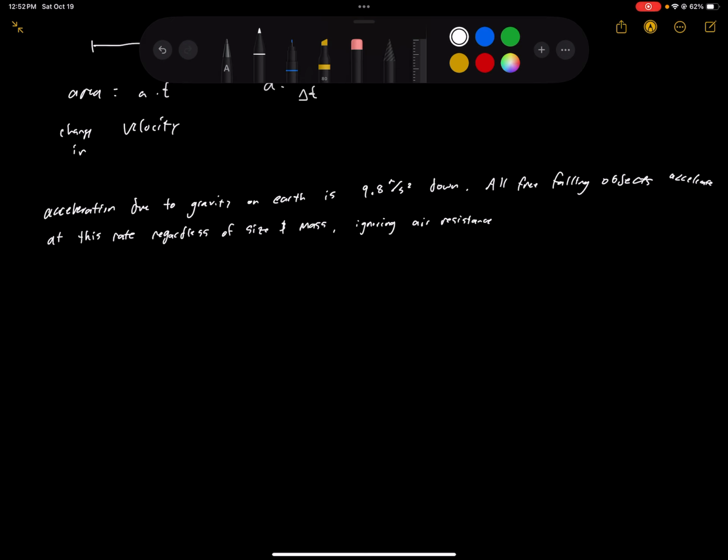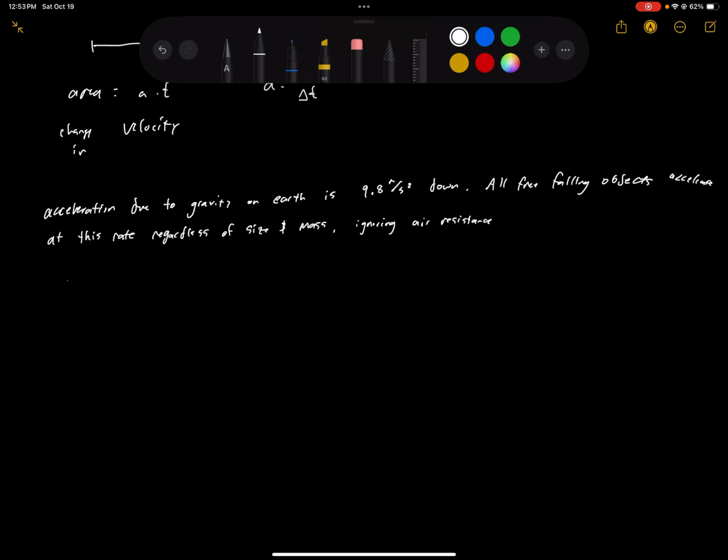But yeah, so going back to what we need to make sure we know, 9.8. Just accept that 9.8 for all of our problems. The way we're going to be working through this, if it's falling under the influence of Earth's gravity, with no air resistance, it is going to fall with an acceleration of 9.8 meters per second squared going down. Always, always, always, always, right? That is how it works.